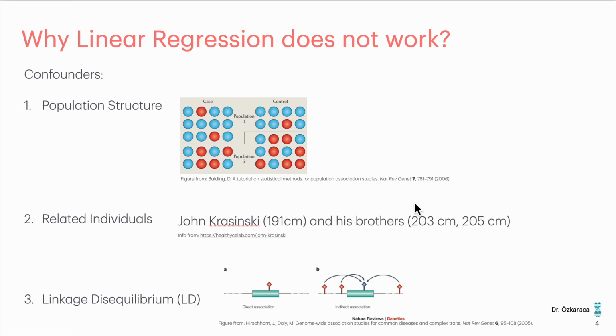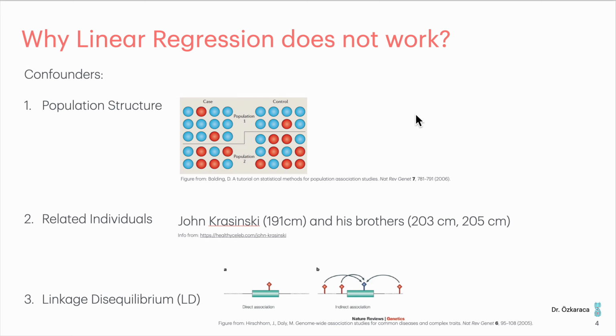However, there are some defects in this kind of analysis, and basically there are some confounders that cause the linear regression setting not to work in GWAS analysis. And here I present the three most common confounders that are known in the GWAS setting. Number one is population structure, which is the effect of two or more different populations on our analysis setting.